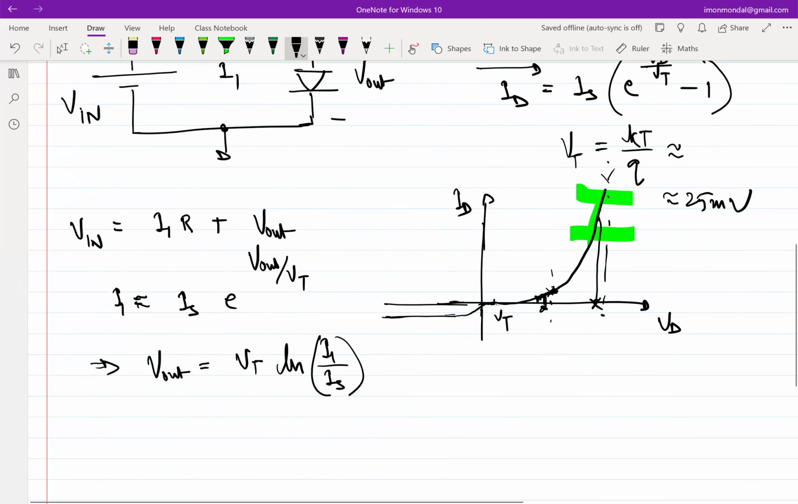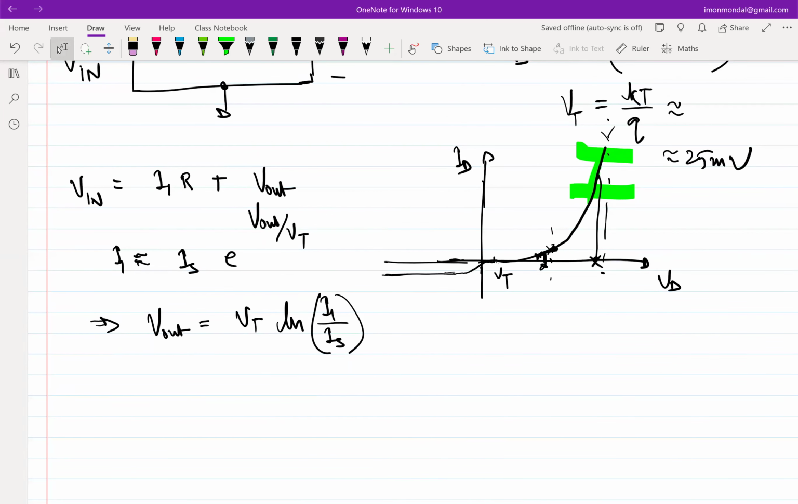So I'll replace this V out in the equation on the top with whatever we found. So this becomes V in is equal to I1 R plus VT ln of I1 by IS, right? So this is a terribly nonlinear equation, and obviously you cannot solve it using all the analytical methods that we know. This is a transcendental equation, and you have to use whatever favorite nonlinear equation solving tools that you have.